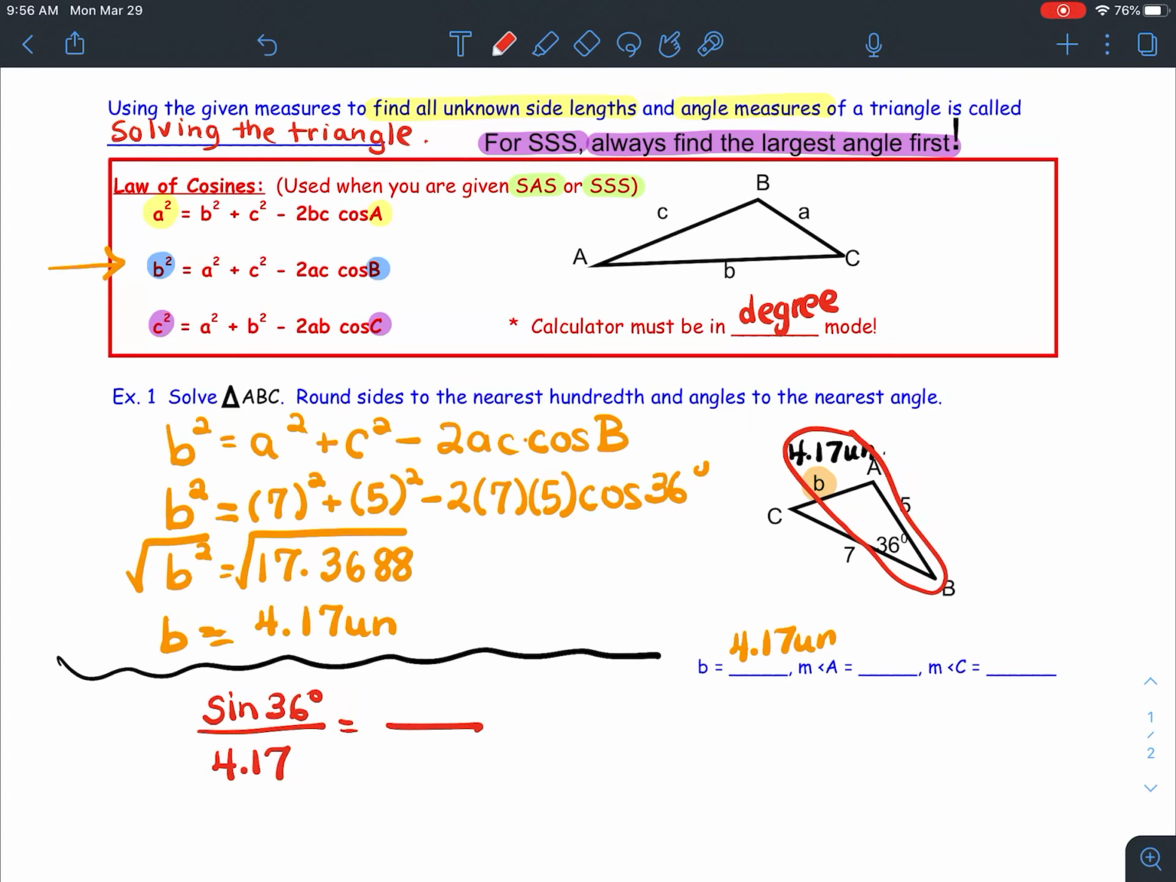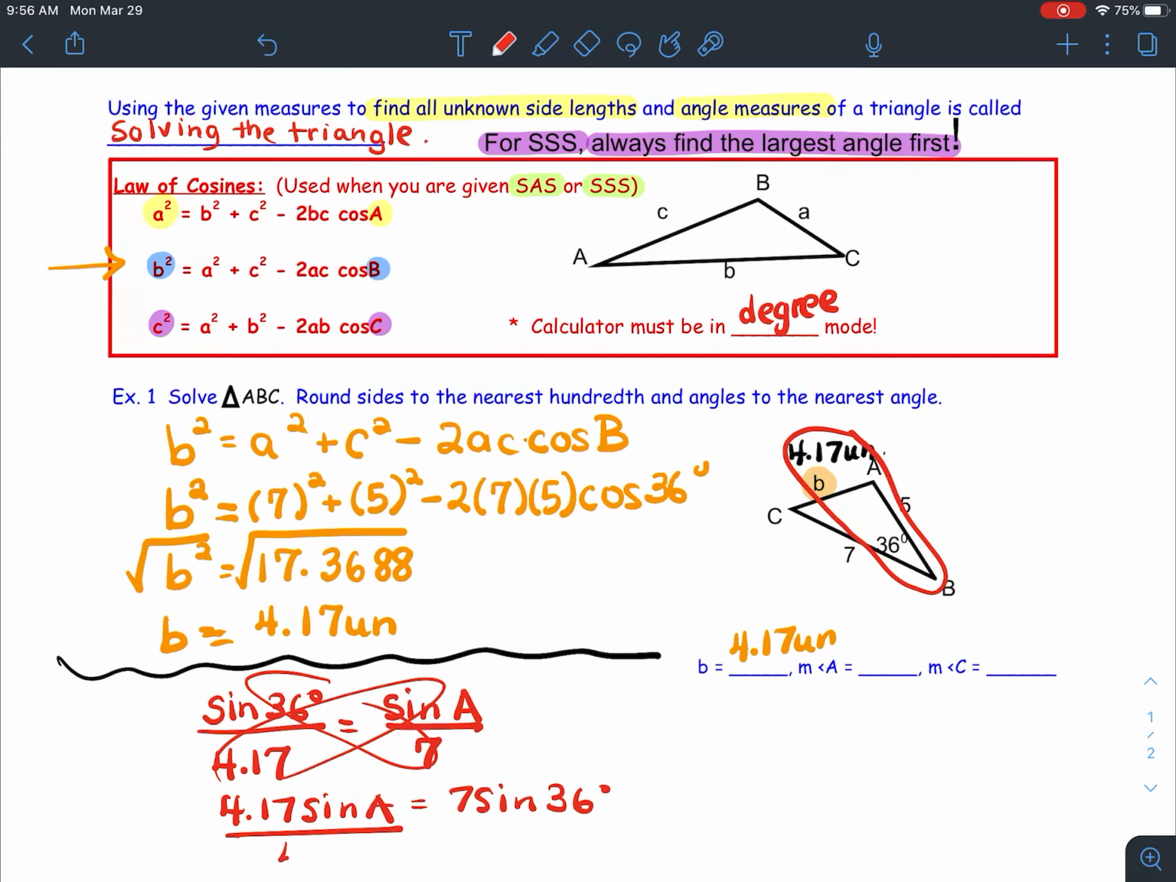All right, so the best advice is to always, as you're finding these angles, try to find the largest angle first. So I have two sides here, a side that's 7 and a side that's 5. The bigger angle will be opposite the larger side. So I'm going to find angle A first. I'm going to set up sine of A divided by 7. Then we're just going to simply cross multiply. I'm going to divide by 4.17 here.